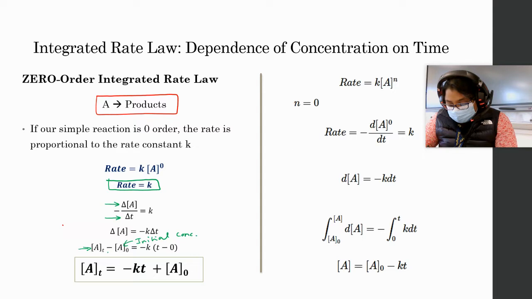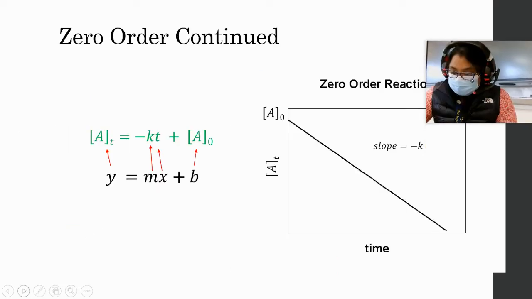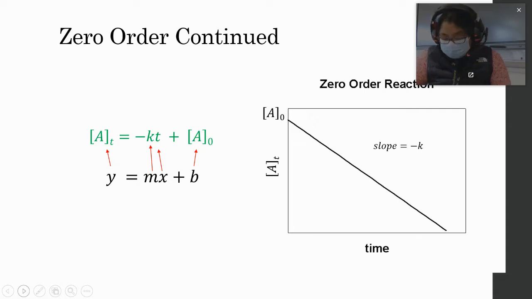If you just rearrange this equation by adding the concentration of A at time zero, the initial concentration, to the right side of the equation, then you get this equation that represents a line. So you can calculate the concentration of A at time t, that's equal to negative k times the time plus the initial concentration. So this actually represents a linear graph, y equals mx plus b right here.